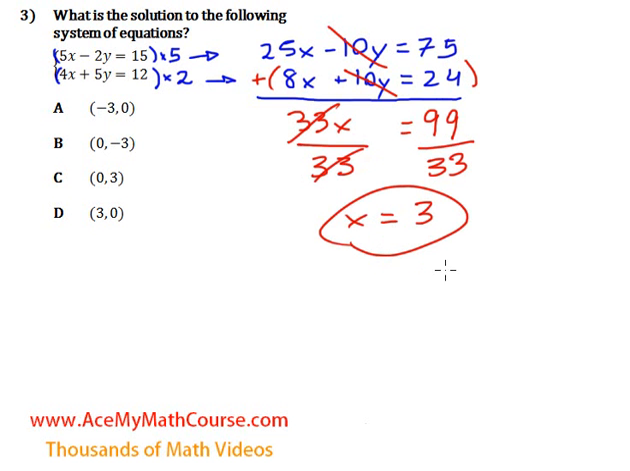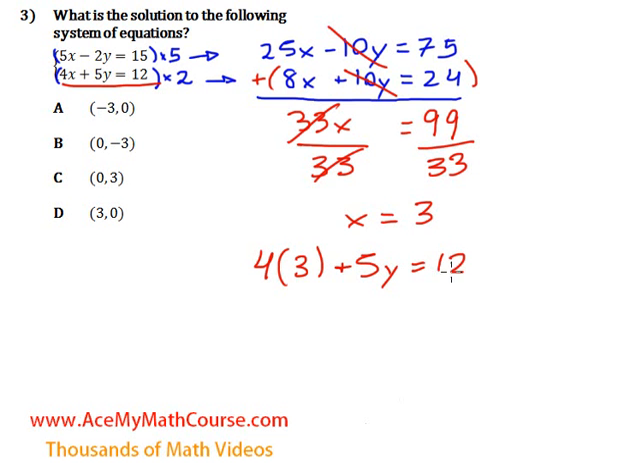Now, how can we solve for y? Well, I can just plug in 3 for x in either equation, and then solve for y. So let's do that with the second equation. So 4x, and x is 3, plus 5y equals 12. 4 times 3, 12, plus 5y is 12.